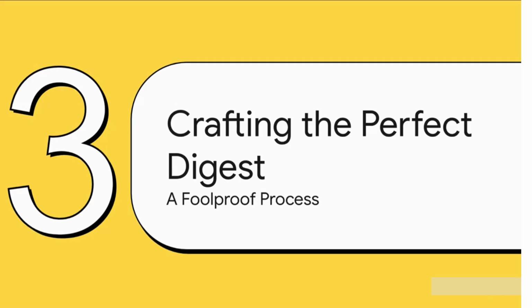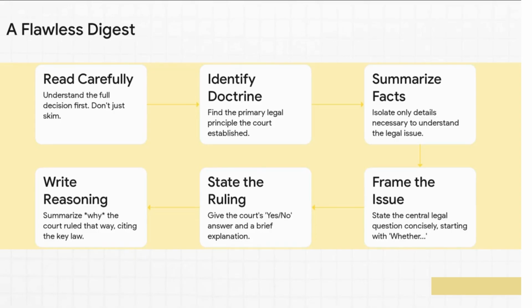Okay, now that we know the what and the why, let's get into the fun part: the how. We are going to walk through a foolproof process for crafting the perfect digest. This is where we turn all that theory into actual practice. It really comes down to these 6 steps. First, and this is non-negotiable, you have to read it carefully. You can't summarize what you don't understand. Then you pull out those key pieces. Find the doctrine, summarize only the essential facts, frame the issue as a simple question, state the court's ruling, the yes or no, and finally explain the why. Why did the court decide the way it did?